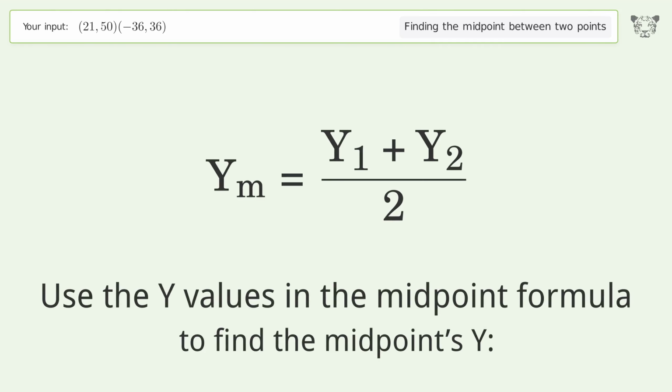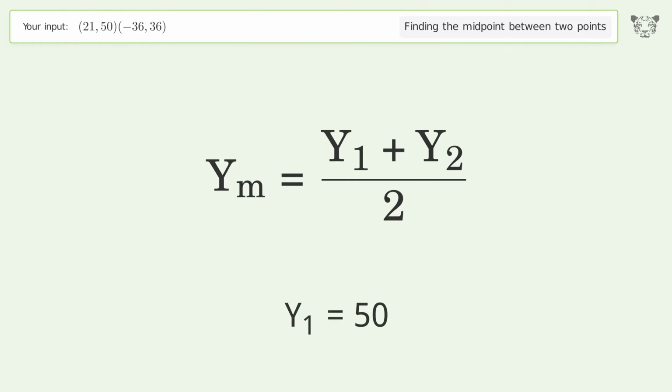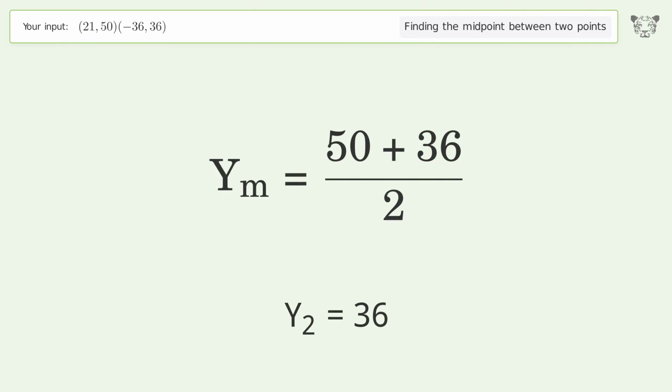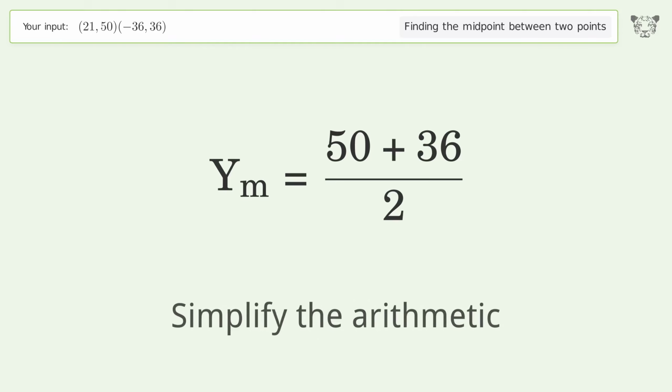Use the y values in the midpoint formula to find the midpoints y. y1 equals 50. y2 equals 36. Simplify the arithmetic.